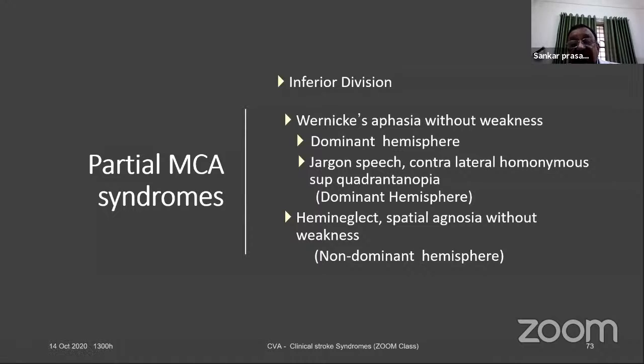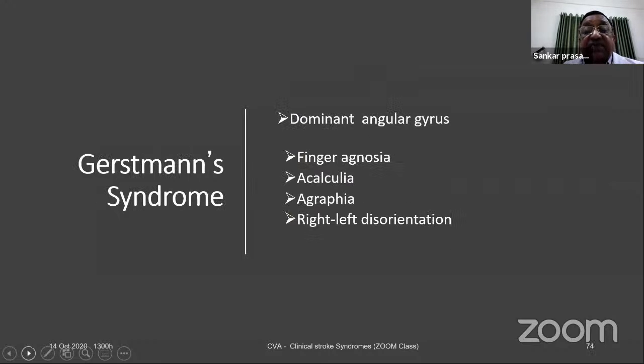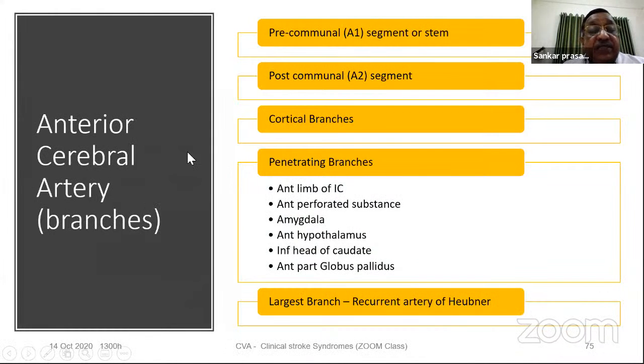So we learned what hemi-neglect is before learning this. Now I hope you will be able to understand Gerstmann syndrome: finger agnosia, acalculia, agraphia, right-left disorientation. This is because of left-sided angular gyrus involvement, which is considered the most important heteromodal association area in the posterior region.